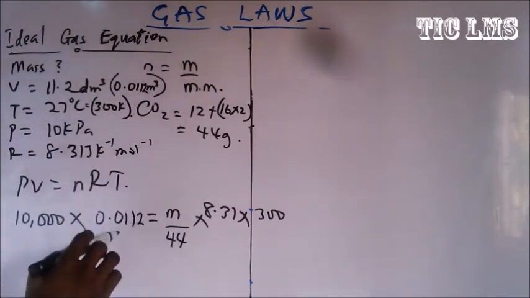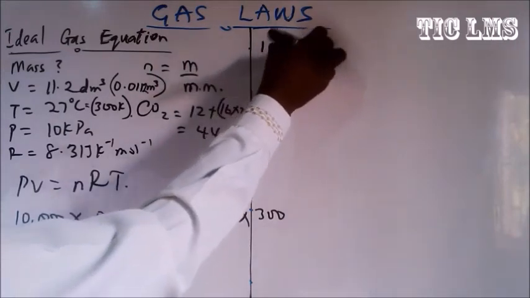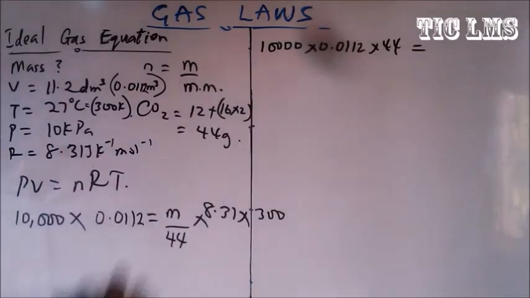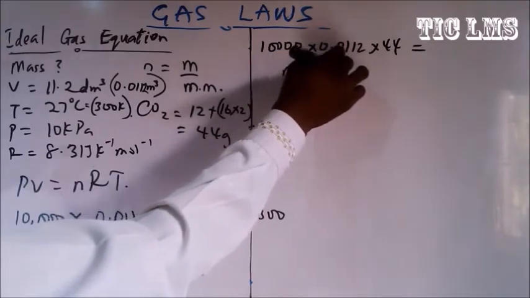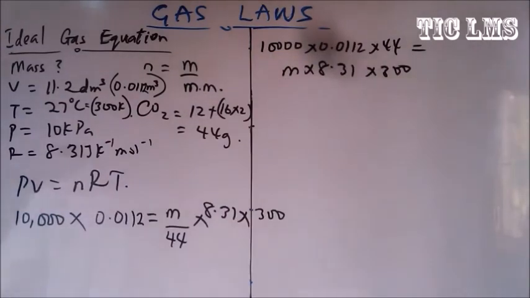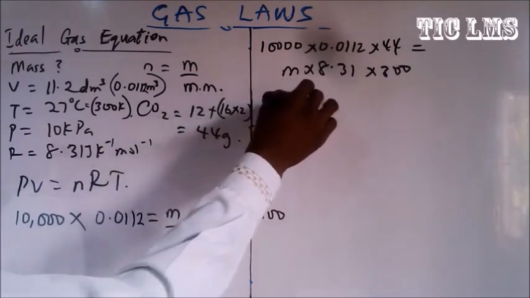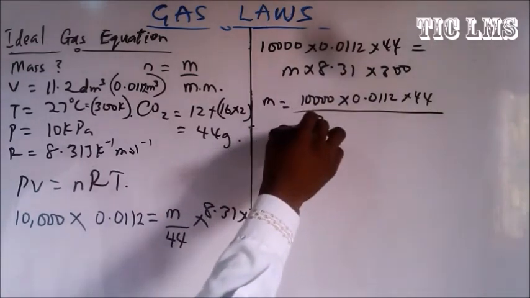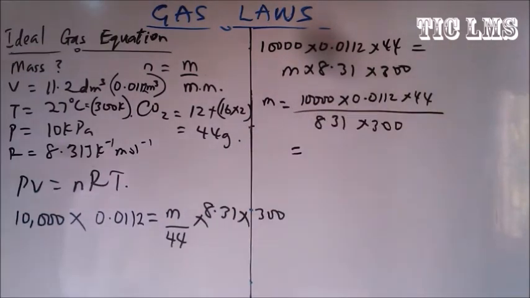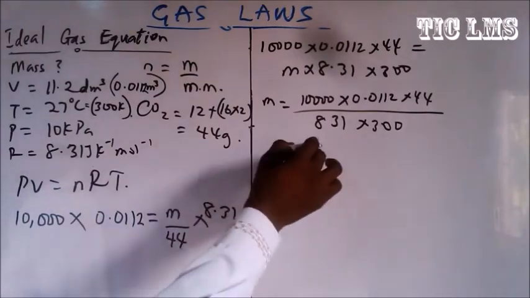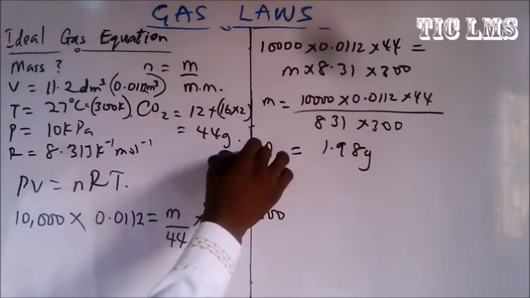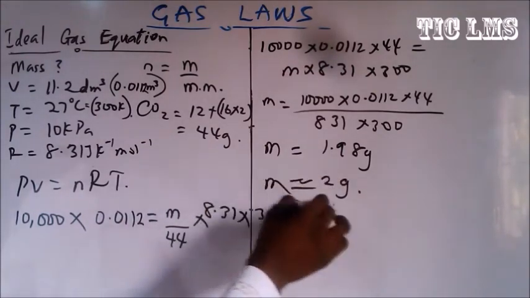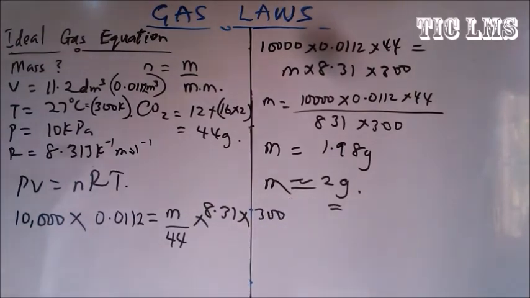Now this will come over here. We have 10,000 multiplied by 0.0112 times 44 is equal to mass times 8.31 times 300. When we make m the subject, we have that m equal to 10,000 multiplied by 0.0112 times 44 over 8.31 times 300. We can multiply this straight, and so we have our mass to be 1.98 gram, and that is approximately 2 grams as the mass of the carbon dioxide gas.